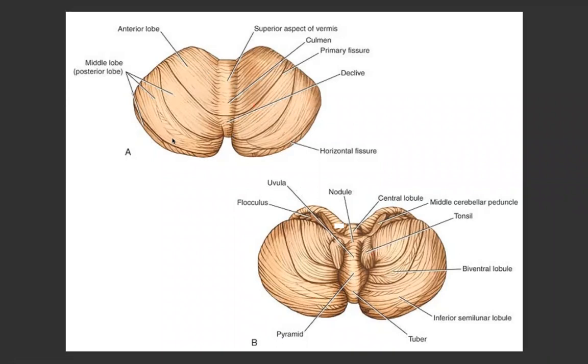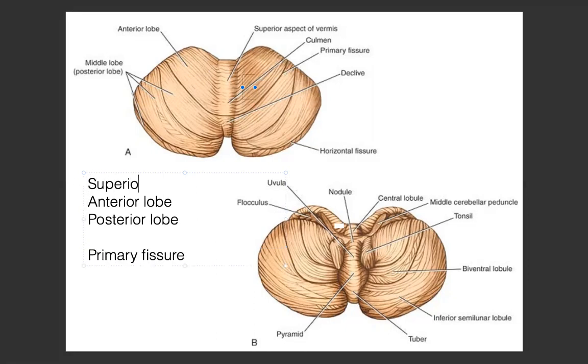On the superior surface, we divide the cerebellum into two: the anterior lobe and the posterior lobe. The structure dividing the anterior and posterior lobes is the primary fissure. So on the superior surface we have the anterior lobe and the posterior lobe, and the primary fissure divides this area into the front, the anterior lobe, and the back, the posterior lobe. The anterior is always smaller than the posterior.